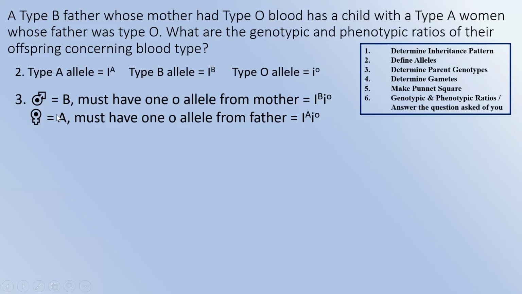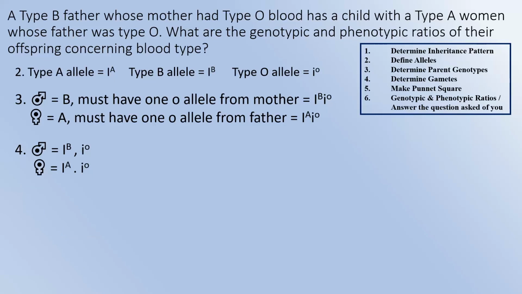Similarly, the woman is type A, so she has to have an A allele. So we got our IA right there. And the woman's father was type O, so just like above, you need to have one of the little type O alleles as well. So the father ends up being IB, the dominant B allele, IO, the recessive O allele, and the mother ends up being IA, the dominant A allele, and IO, the recessive O allele. That sounded like a tongue twister. But yeah, so with that in mind, let's figure out the gametes.